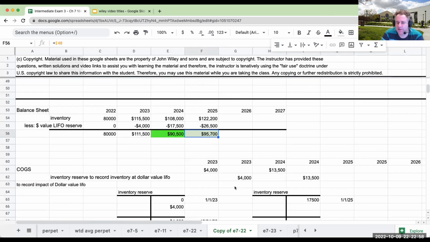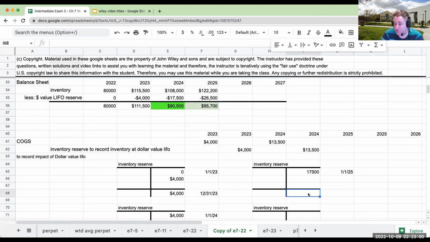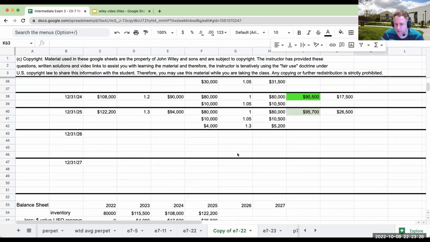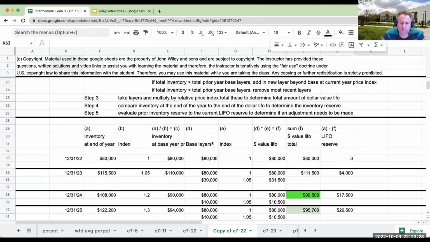And now with this, what does my ending balance need to be as of 12/31/25? Well, it needs to be over here at 26,500. So the adjustment I need to do to get to my ending balance is going to be $9,000. So my adjustment here for 2025 is going to be $9,000. Okay. Let's now go through and take a look at the next year. So hopefully this is getting a little bit easier.